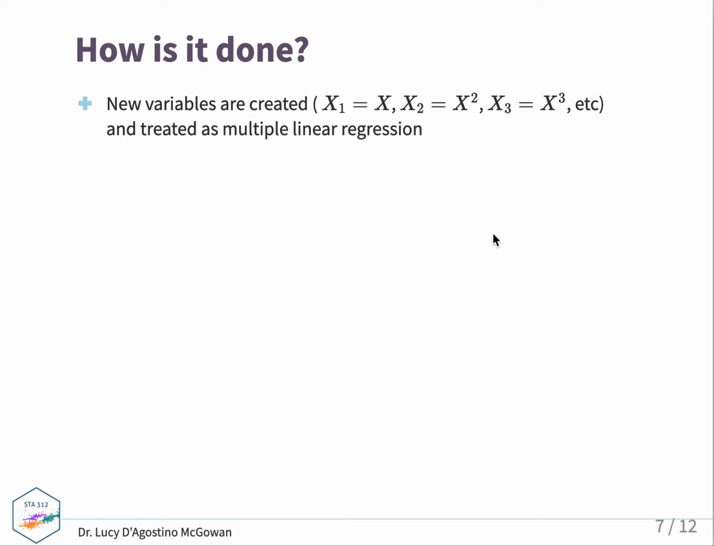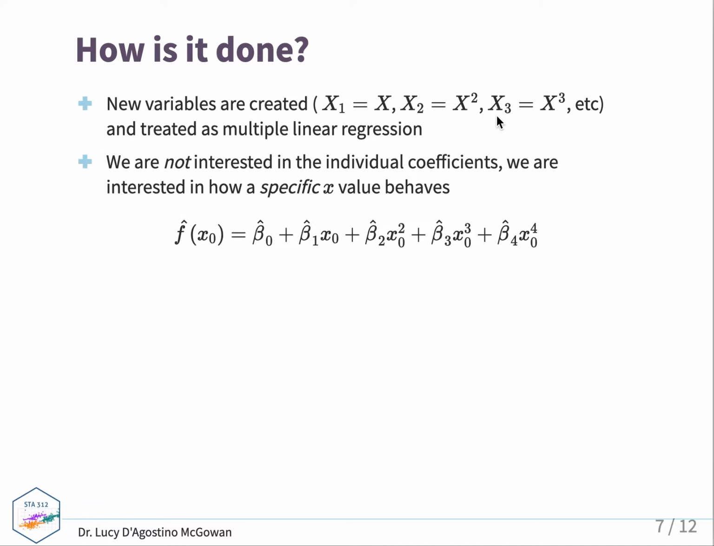And then when you fit this model, you treat this as multiple linear regression where each of these pieces are fit. And so when you do this, it turns out you're not interested in specific individual coefficients. So you're not actually interested in these beta coefficients. In fact, they're pretty meaningless in this context, because if you remember, the way we interpret beta coefficients is it would be something like a 1 unit change in x yields a whatever change in y, holding all of the other variables constant.